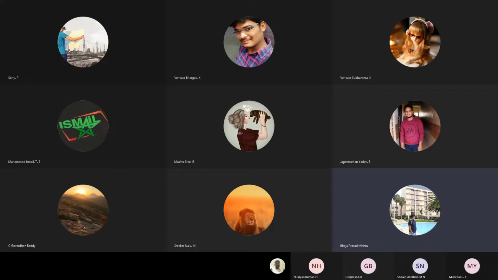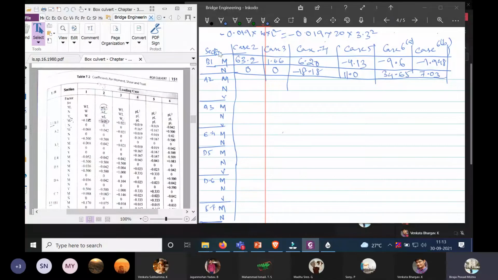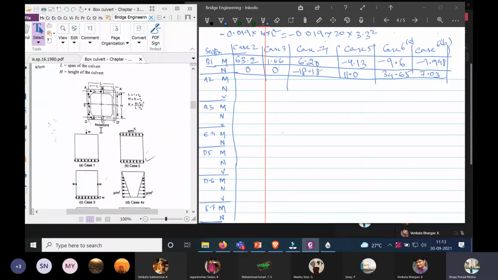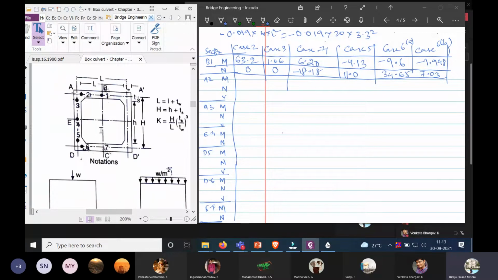Continue the class. So in the previous class, we learned about how we are going to determine the different factors. As I already told, generally here we are having the different sections. So we have this section B1, then A2, A3, E4, E5, D5, D6 and C7. Now in those sections we need to find out the moments.